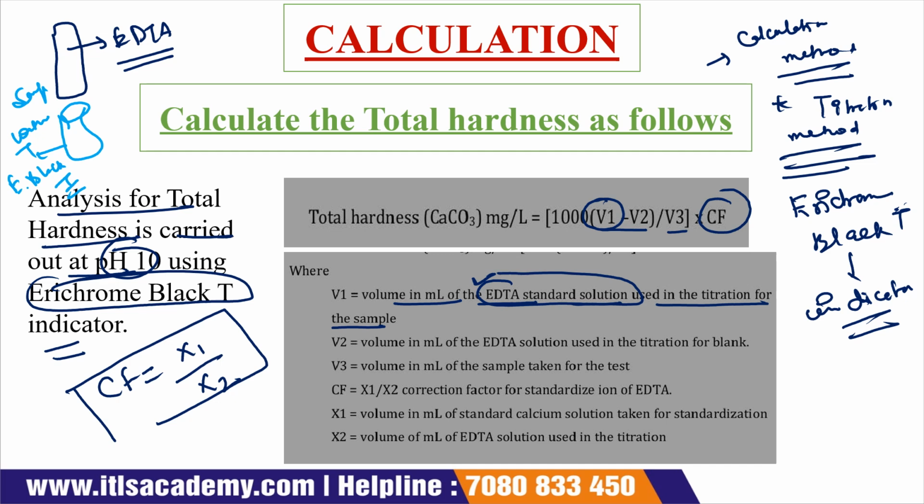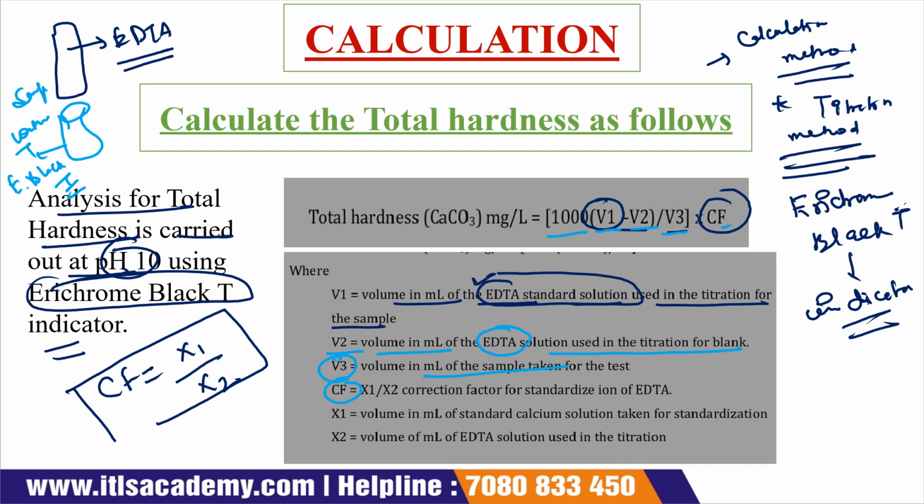Now, where the endpoint is reached, V1 is what? When the endpoint is reached, you will stop the titration, and then with the help of this formula, that is 1000 in bracket V1 minus V2 divided by V3 multiplied by CF. Basically V1 is your volume in ml of EDTA standard solution which is used in the titration for the sample, and V2 is the volume in ml of EDTA solution which is used in the titration for a blank, and V3 is the volume of the sample which is taken for the test.